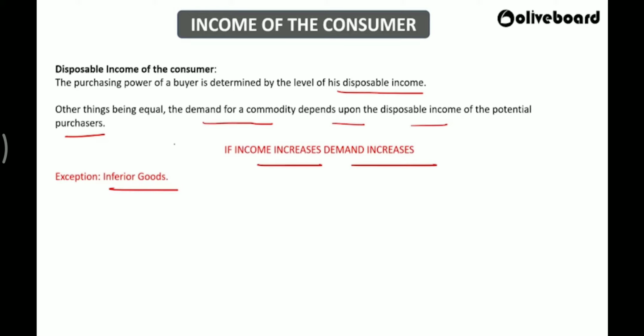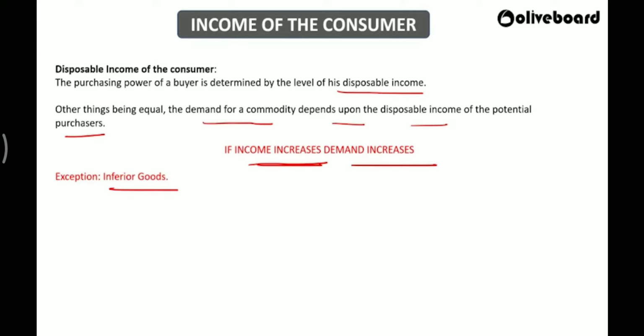So the exception to the law that when income increases, demand also increases, is inferior goods, meaning low quality, cheap quality products. If your income improves, you will not buy those. You will start buying superior products. We ourselves have seen this.